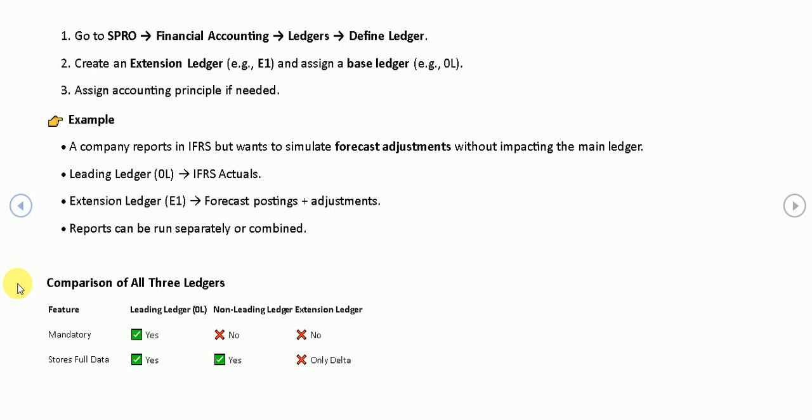Even I have seen so many companies that only go with the leading ledger, and not with the non-leading or extension ledger to date. It stores full data. Yes, the leading ledger and the non-leading ledger store full data, but the extension ledger only stores a delta.